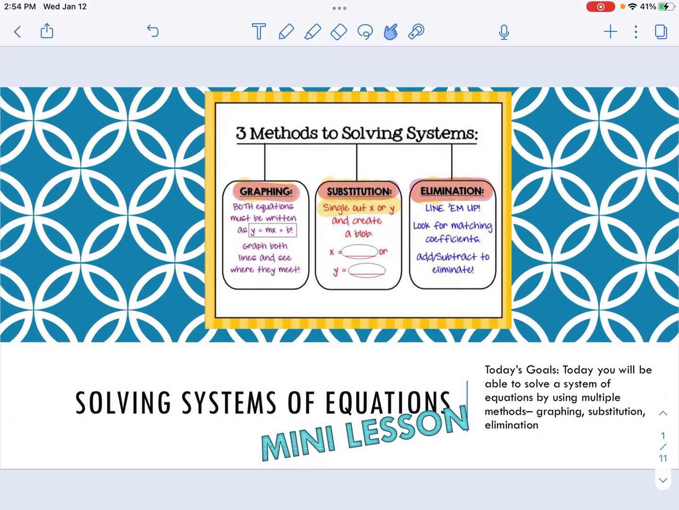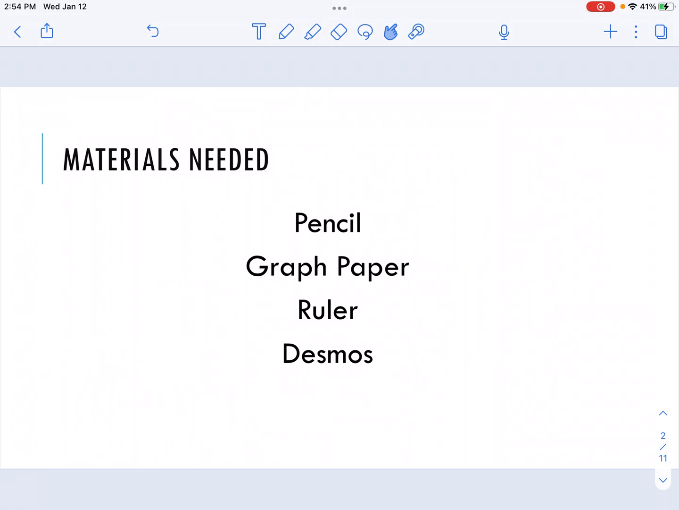So now that we've reviewed the three different methods, let's get into our first example. Before we do, for today's mini lesson, you're going to want a piece of scrap paper, preferably graph paper if you're able. If not, just take out a piece of lined paper. You will need a pencil, a ruler, and just make sure that you have the Desmos Calculator on hand.